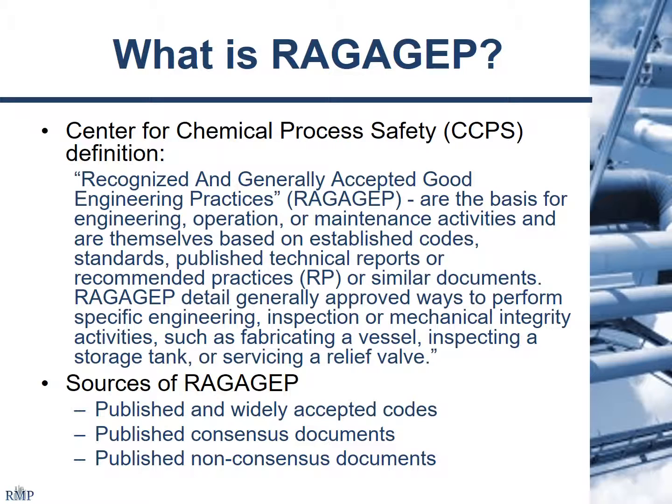So what this means is your sources for what these RAGAGEP standards or practices are would be widely accepted codes, which would include building codes or NFPA standards, consensus documents such as ASME, ANSI, or IIAR standards, or non-consensus documents, which include various papers or pamphlets such as CCPS guidebooks, or the CCPS also mentions the Chlorine Institute pamphlets that are issued. So there's a number of different resources that can be used for RAGAGEP, and that should be used.